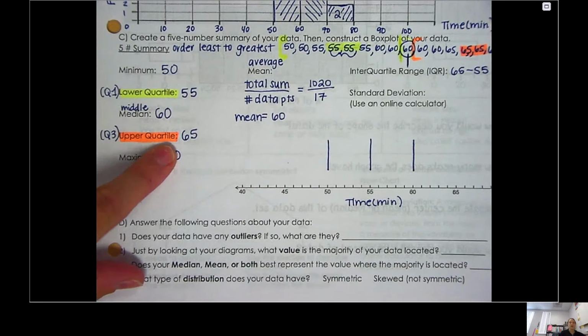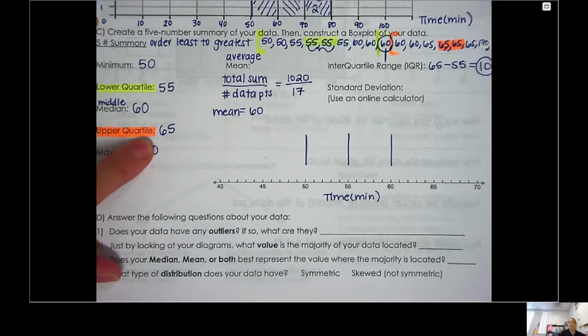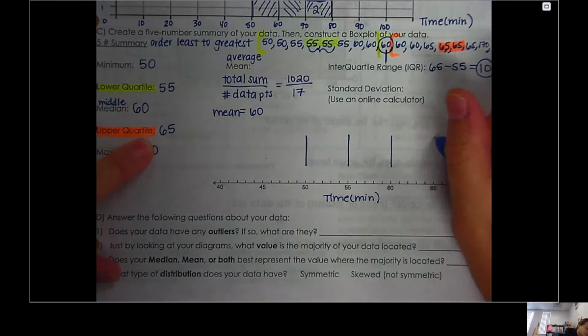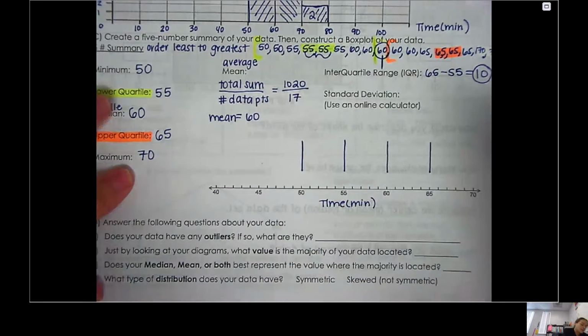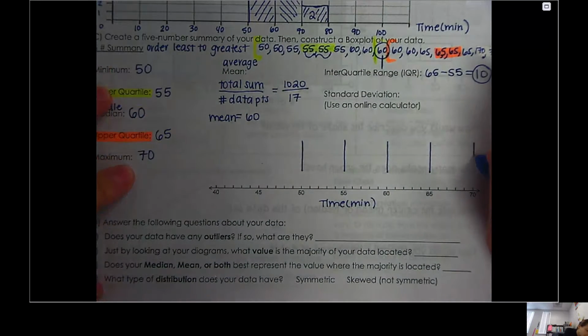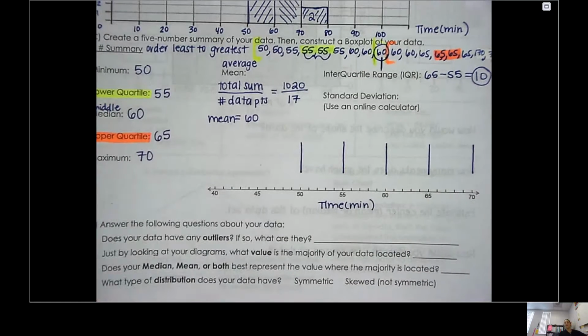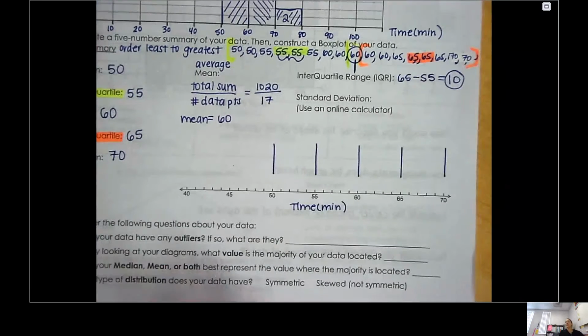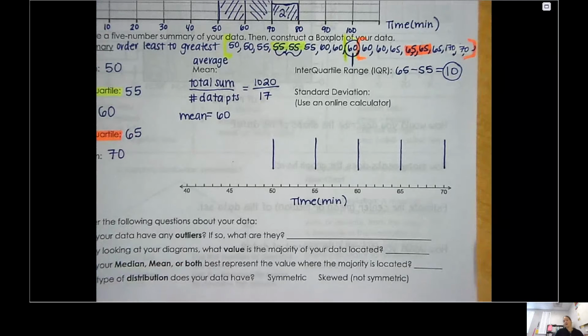Yep, you're doing it with me? Yep, you can start doing it now. Your upper quartile is 65. And your maximum is 70. Okay, a lot of vertical lines, as even as you can make them. It does not have to be perfect. I didn't give you a ruler, so it's not going to be perfect, and that's okay.